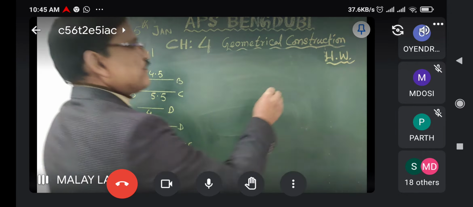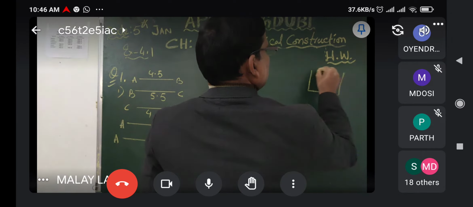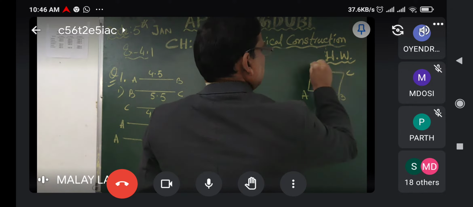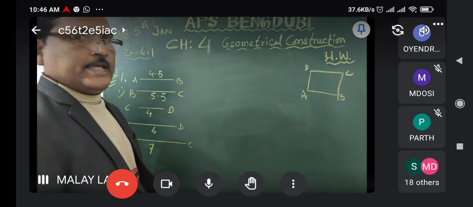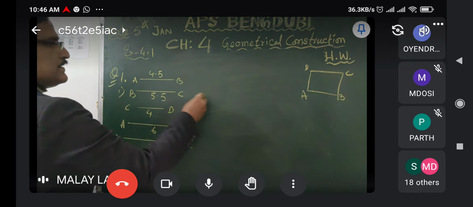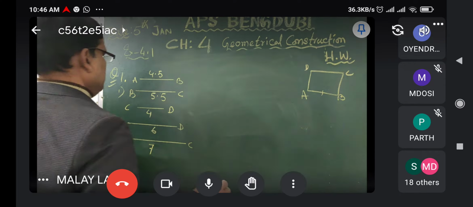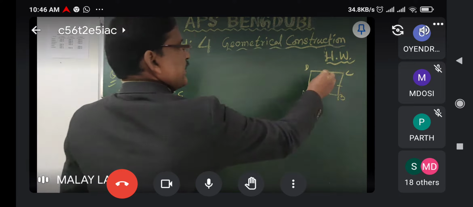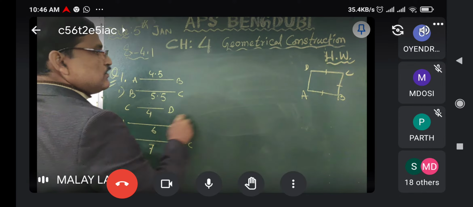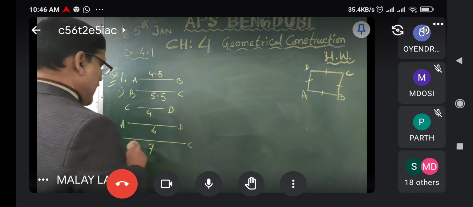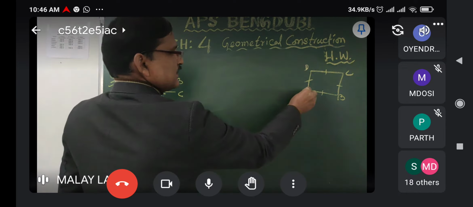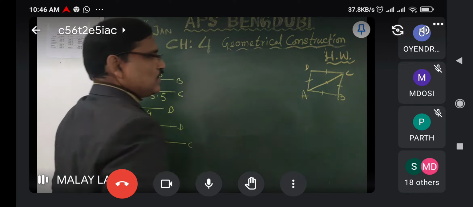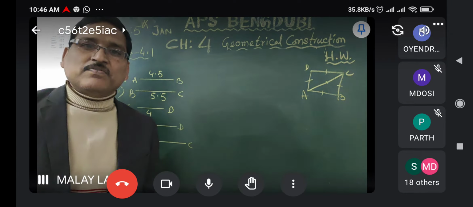I have to draw a rough diagram here. A, B, C, D. Now put tick marks. क्या क्या दिया गया है? AB is given. BC also given. CD also given. AD also given. And AC. AC means diagonal. ये देखो diagonal दे दिया. So I will start my work from diagonal.